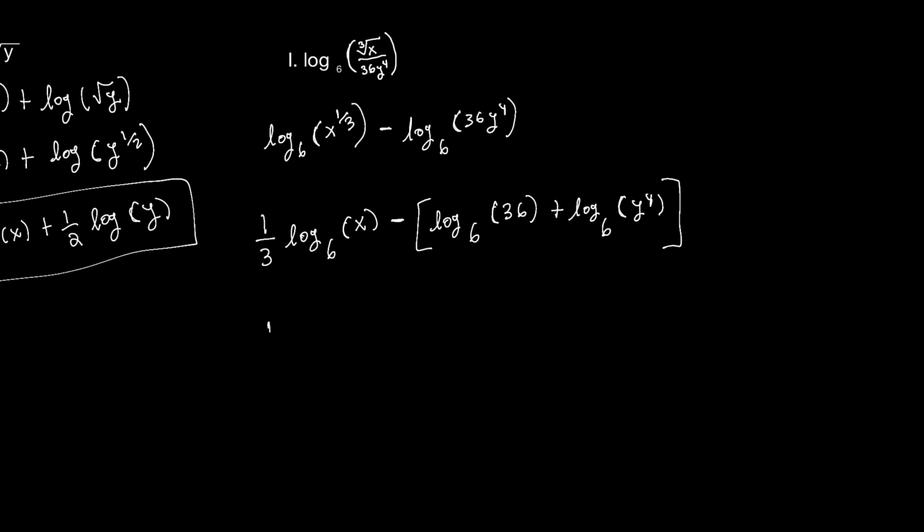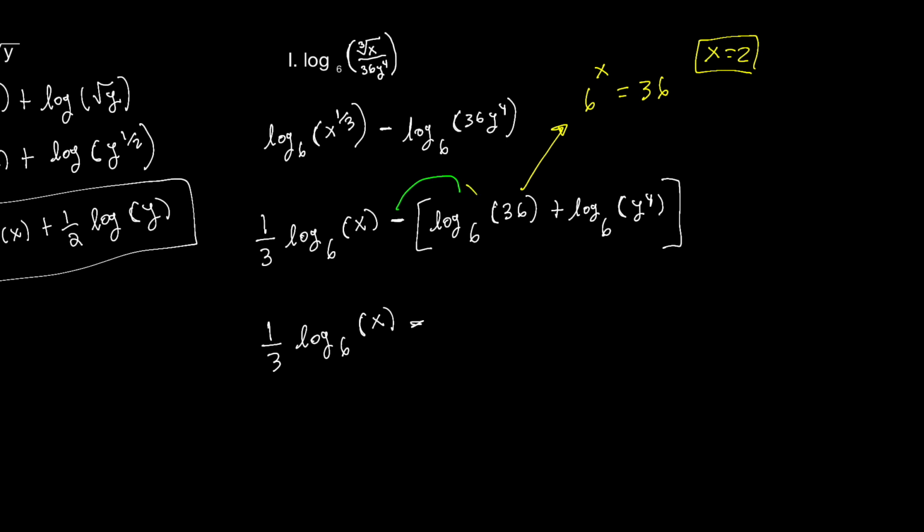Okay, let's continue. So I have 1/3 log base 6 of x. And as I distribute this negative, I'm going to get negative log base 6 of 36. But then this part, I can actually evaluate it, because recall that this means 6 to the x is equal to 36. And I can easily find this exponent. 6 times 6 is 36, so my exponent has to be 2. This is going to go to 2.